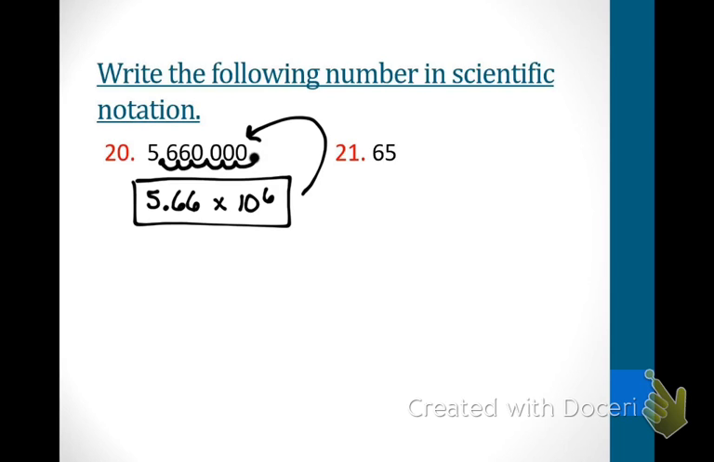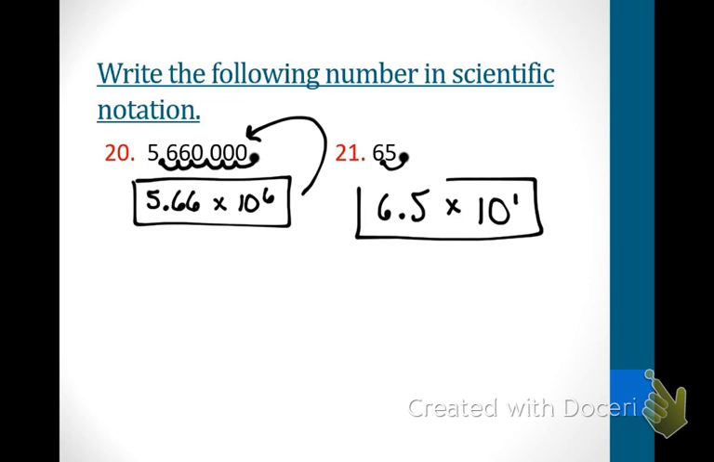Next up is 65. Where is my decimal point at? Behind the 5. It's at the end. How many places do I need to move it? I only need to move it one place. And now what does that drop down as? 6.5. That comes down as 6.5 and multiply it times what? 10 to the first power. Okay, if you remember, anything multiplied by the first power just equals itself. Once again, I want you to put that into your calculator and check to see what 6.5 times 10 to the first power comes out as. Okay, so when you multiplied it out, what answer did you get? You got your 65 again, okay?